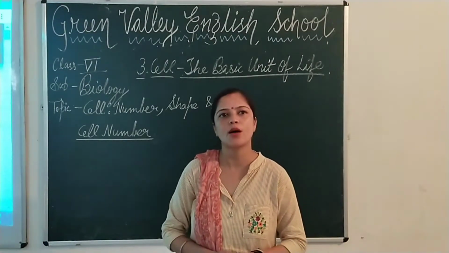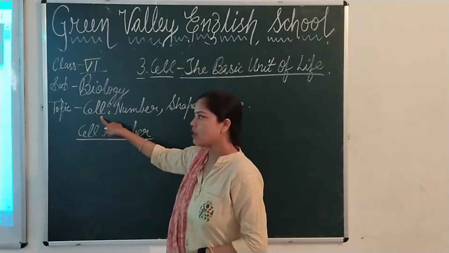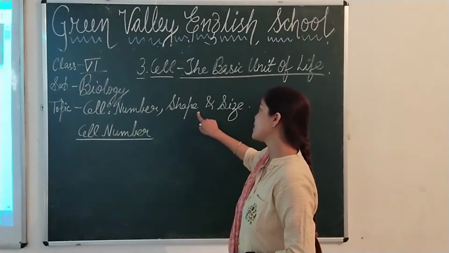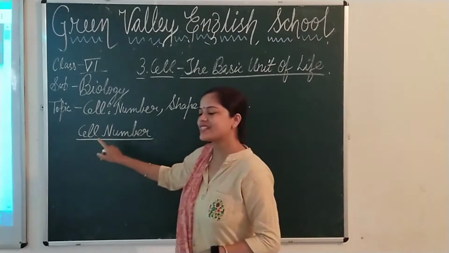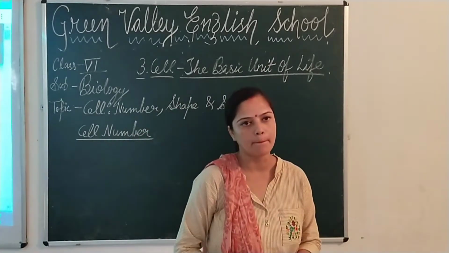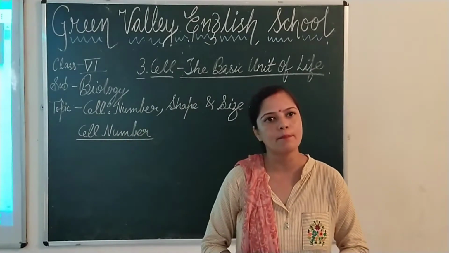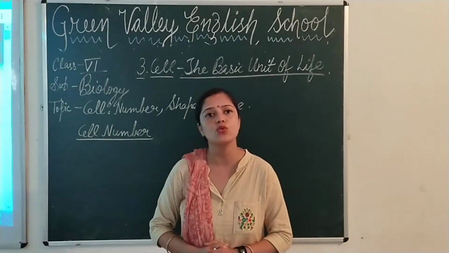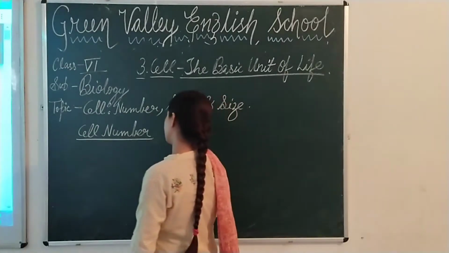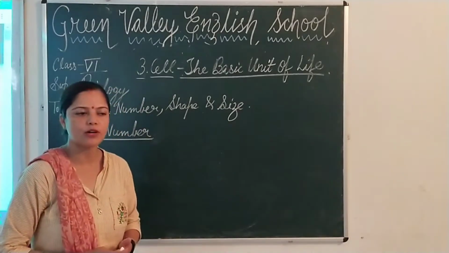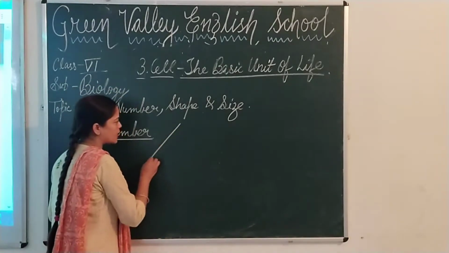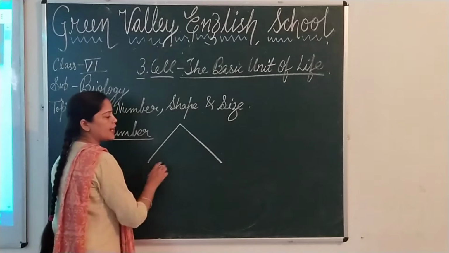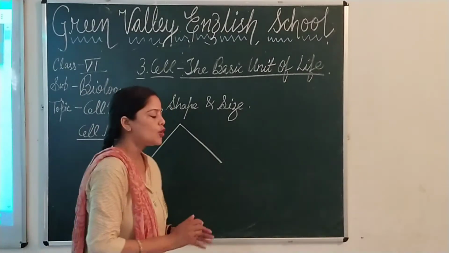Now our next topic is cell number, shape and size. We will start with cell number. On the basis of number of cells, how many types of organisms are there? They are of two types.